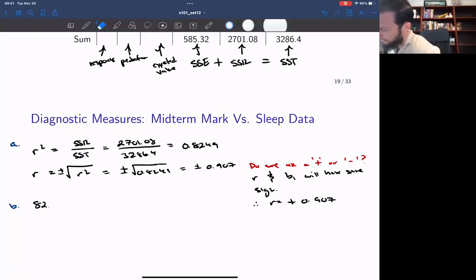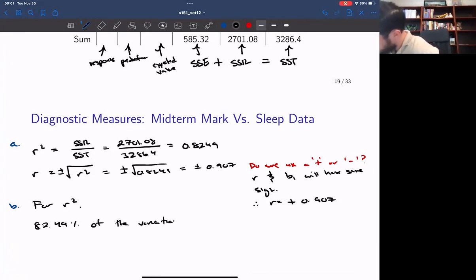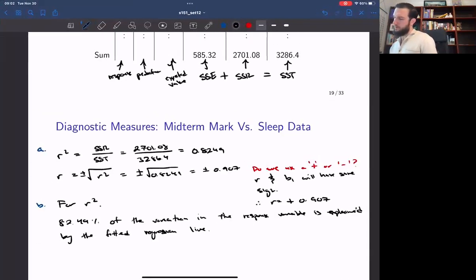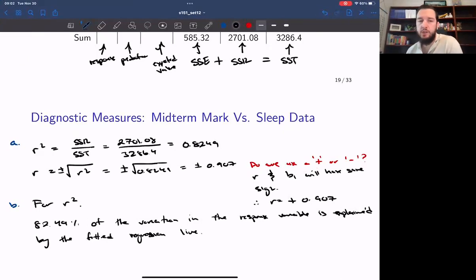Actually, I'll just make sure we're clear. For R squared, 82.49% of the variation in the response variable is explained by the fitted regression line. Okay. So that would be the stock interpretation of R squared.